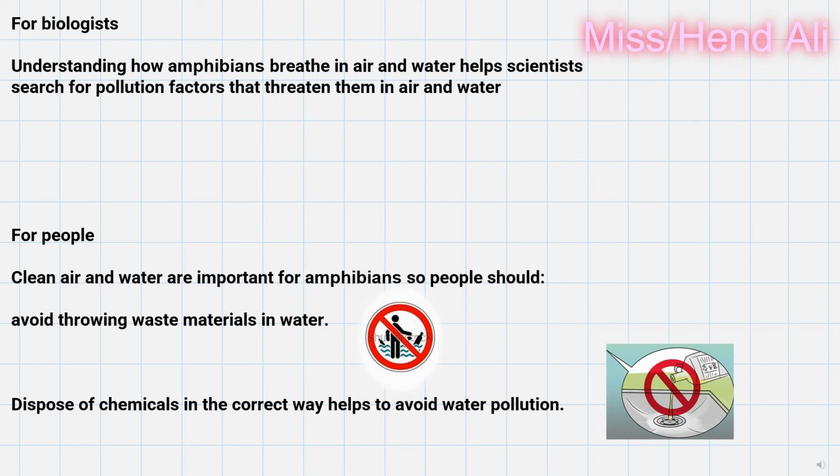So, for biologists, understanding how amphibians breathe in air and water helps scientists search for pollution factors that threaten amphibians. For people, clean air and water are important for amphibians, so people should avoid throwing waste materials in water and dispose of chemicals in the correct way to avoid water pollution.